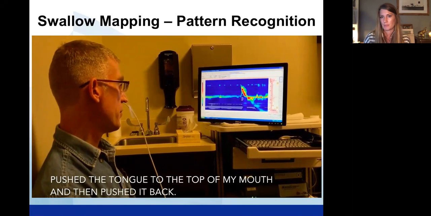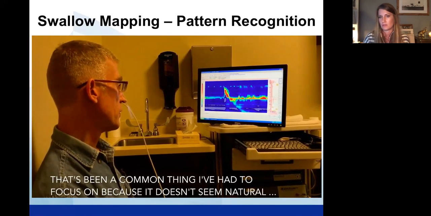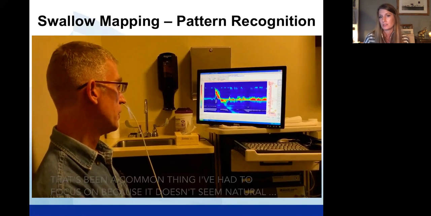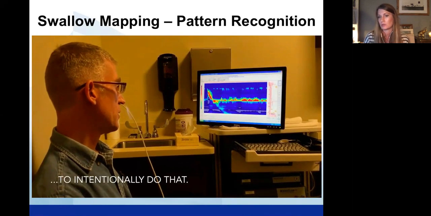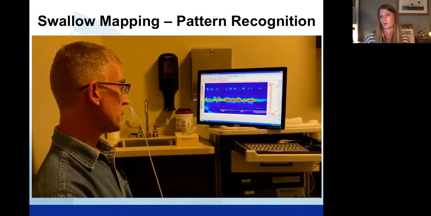And so he's saying he pushed his tongue to the top of his mouth and then he pushed it back, and that's what he did to achieve that color. It's a common thing I've had to focus on because it doesn't seem natural to intentionally do that. So you just see a good example here of how this works in therapy.